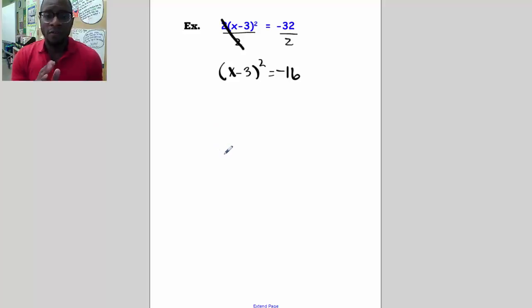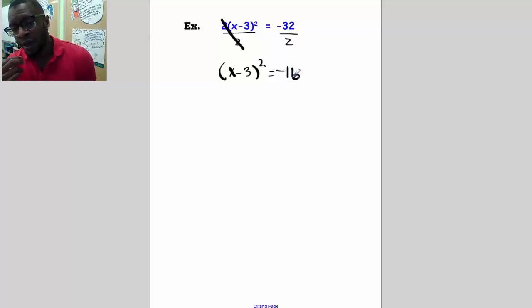Now, just looking at this step right here, our resulting equation, we get the quantity of x minus 3 squared equal to negative 16. What this is asking me is, what number, when I subtract 3 from it and square it, will give me negative 16? Now, we know that when we square a number, even if the number is negative, a negative times a negative is a positive. So therefore, we can never square a number and get a negative answer. So this statement is never going to be true.